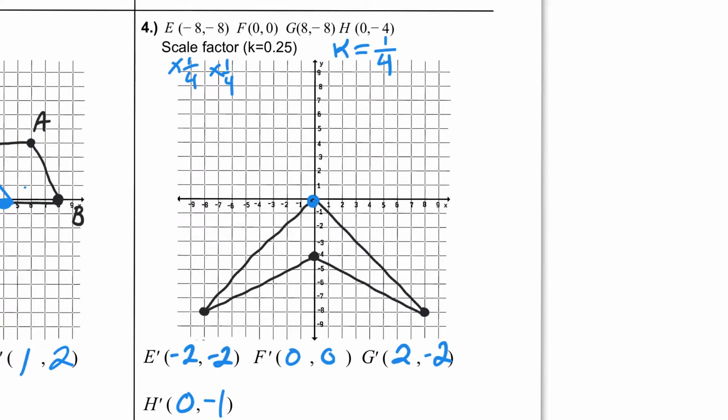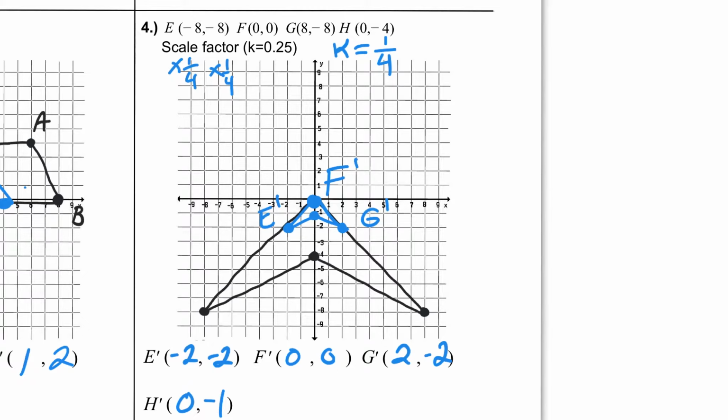So let's go ahead and create that image there. So F prime, it's right there. E prime is -2, -2. G prime would be 2, -2. And H prime is 0, -1. We end up with that image which is smaller than our original figure. So it's the same shape, just smaller than our original figure here.